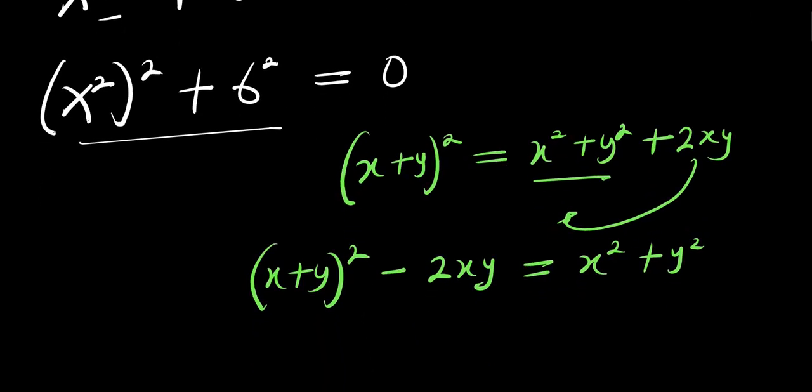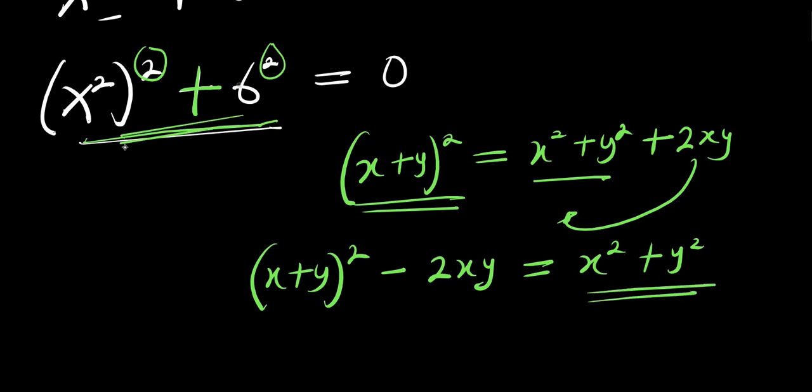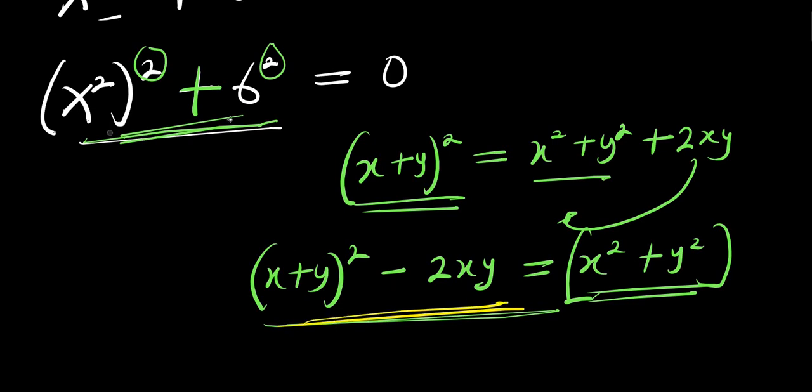Now, if you observe, there is power 2 here, there is power 2 here, there is plus here. So we can perfectly replace this with this. Because this is x squared power 2 plus 6 power 2 equals 0, and this is x squared plus y squared. So we are going to make use of this to expand this, because what we have here is exactly in this form. Have you seen it?